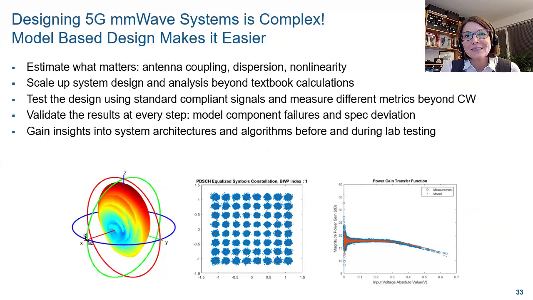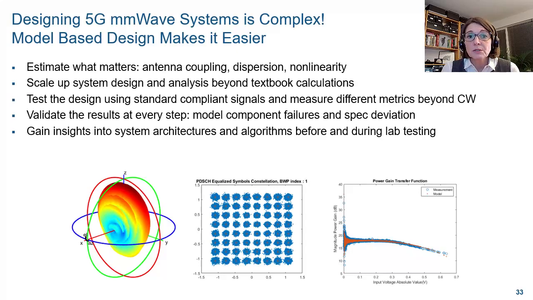The bottom line is that designing 5G millimeter wave systems is complex. The physics are just complex. But using modeling and simulation can make it significantly easier. Because with models, you can anticipate and understand what really matters. Is it antenna coupling? Is it dispersion? Is it nonlinearity? What is the impact on my end-to-end link?